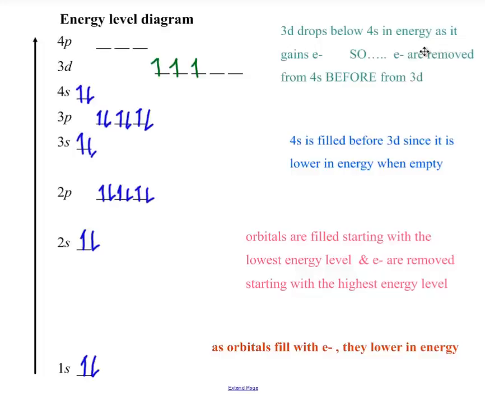So when electrons are removed, they're always removed, as we said, from the highest energy level. The 3d orbital, as it fills, so we'll fill it up here, will drop below the 4s in energy as it's filled. And so the 4s becomes the highest energy level, so electrons are going to be lost from the highest energy level, in this case the 4s first.